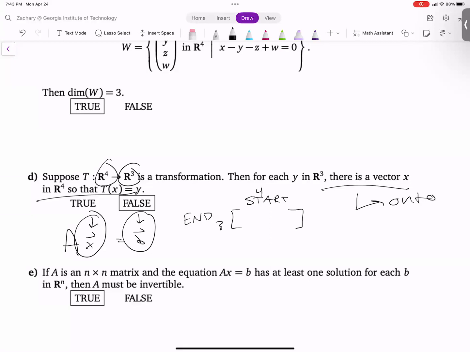Does that make sense? Or for each y, Ax equals y has 1 or 0 solutions is another way you could write that. Or at most 1 solution is another way that it's commonly written.